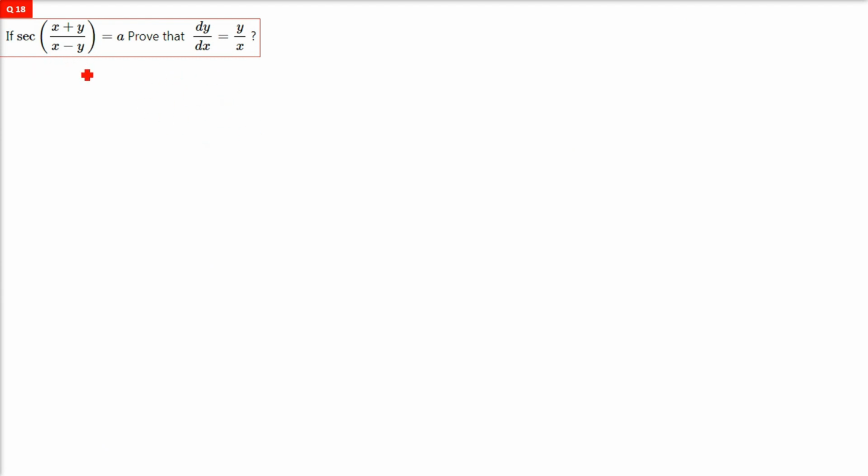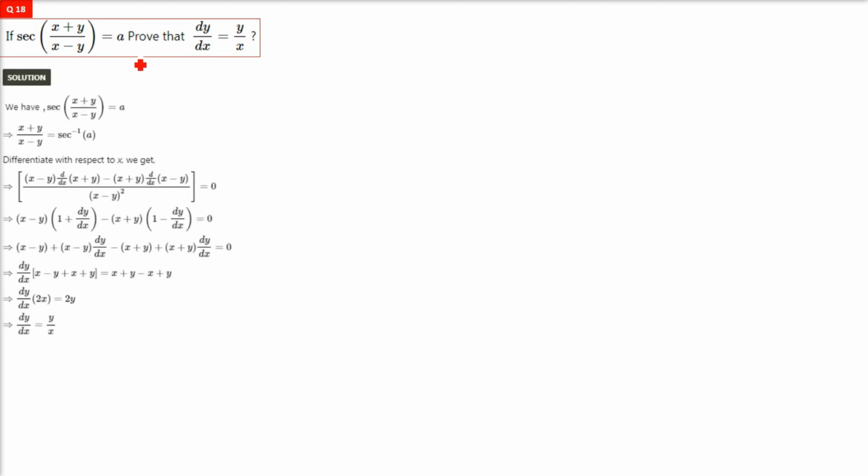Now the next one: sec inverse of (x plus y by x minus y) is equal to a. So we have to prove this. And we know the differential of sec inverse. The best way is to bring this sec on the right hand side. So x plus y divided by x minus y is sec of a, and I am bringing it here, so it will be sec inverse a.